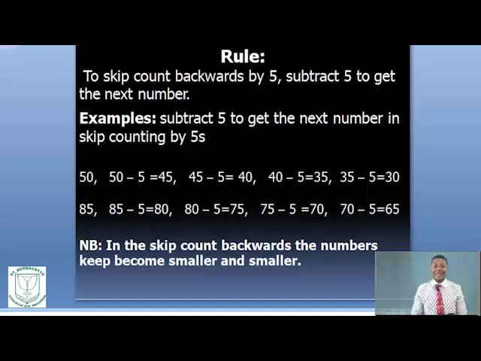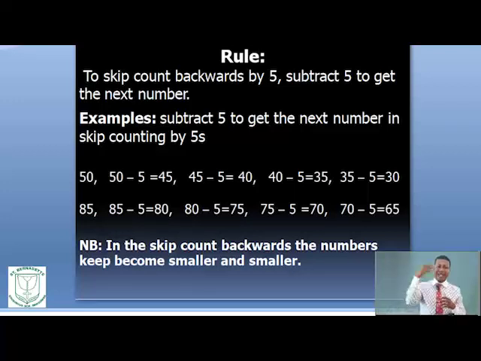Good. So let's take our next example. We have 85. So put 85 in your head, then count 5 of your fingers backwards. So let us do it. 85. You have 84, we have 83, we have 82, we have 81, then we get 80. So you can see on the screen that 85 minus 5 gave us 80.